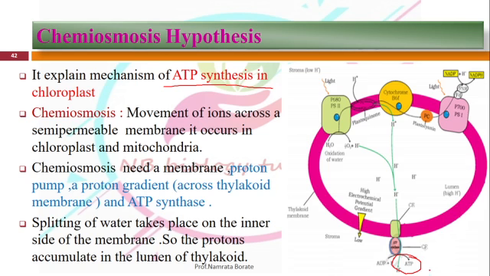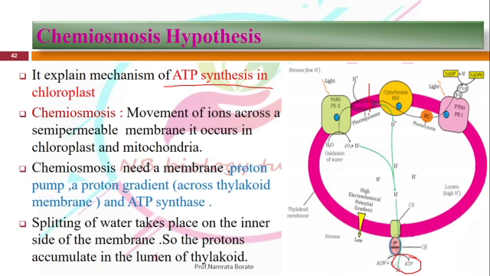What is chemiosmosis? It is the movement of ions across a semi-permeable membrane, which occurs in the chloroplast as well as in the mitochondria, because in mitochondria oxidative phosphorylation takes place, meaning there is synthesis of ATP. During aerobic respiration there is synthesis of 38 ATP molecules, and in the chloroplast during the light reaction there is synthesis of ATP. So the movement of ions across a semi-permeable membrane occurs in both chloroplast and mitochondria.